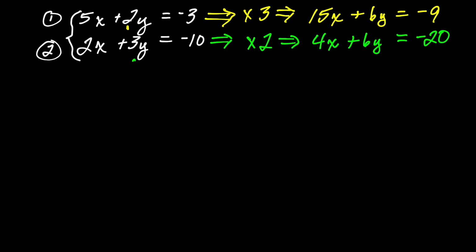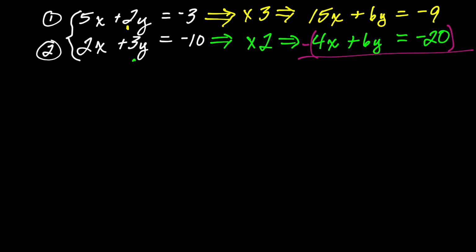So notice in this instance, these 6's are not opposite. So I'm not going to add these two equations together. Rather, I'm going to subtract them. So I'm going to subtract this equation from the equation above it. And I'm going to then figure out what the x is.